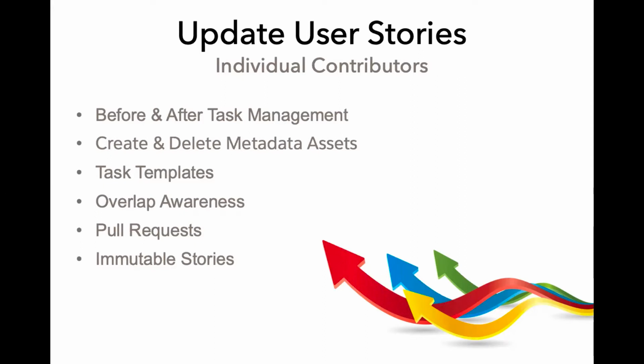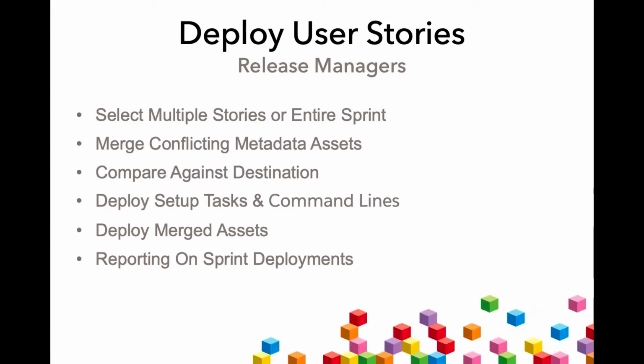And the couple of other issues here we'll get into, including overlap awareness and pull requests and how all of that works. So then after the individual contributors have updated all the user stories and they're ready to go, they make a pull request, everything goes into deployment, the sprint is finished, and at that point, a release manager or an admin can deploy these user stories anywhere they want.